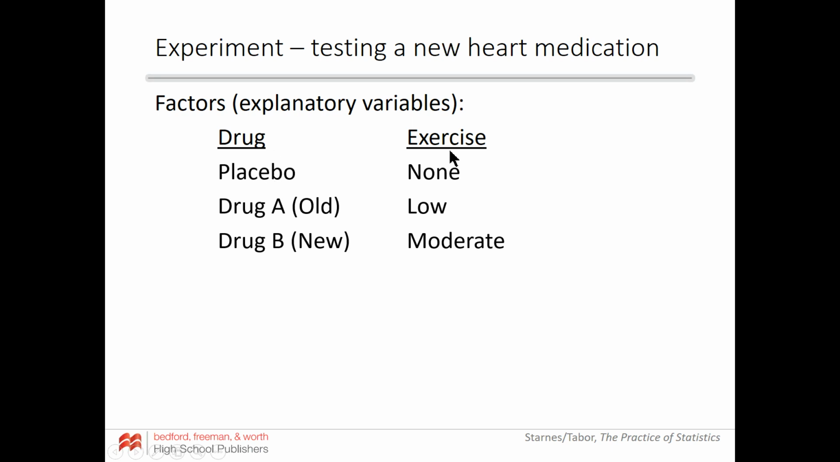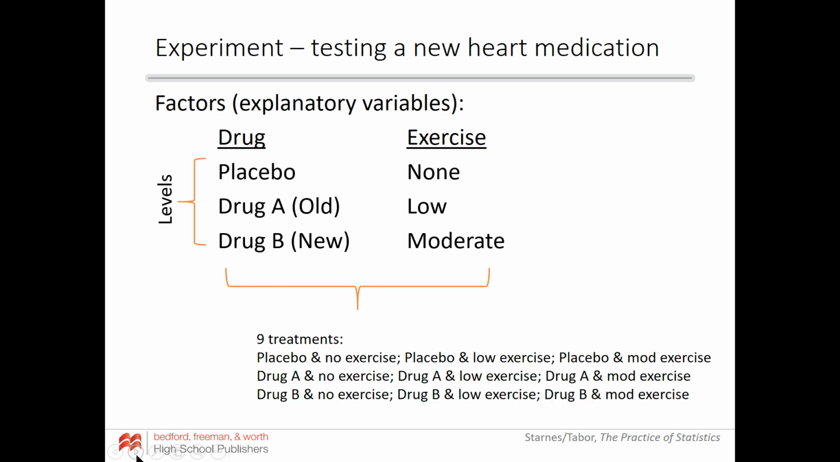And then maybe I want to look at different levels of exercise: people who exercise not at all, people who have a low amount of exercise, and people who have a moderate amount of exercise. So again, drug and exercise are my factors, and each of these factors has 3 levels. Because I have 3 levels in each of these, I'm going to have 9 treatments.